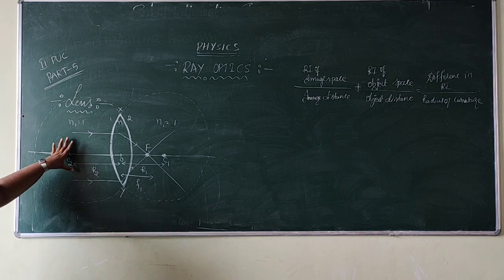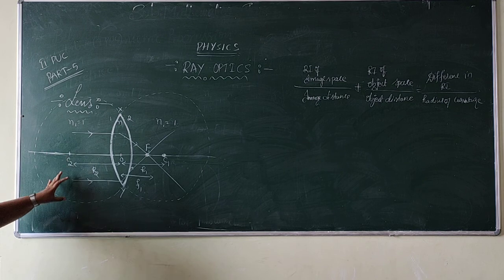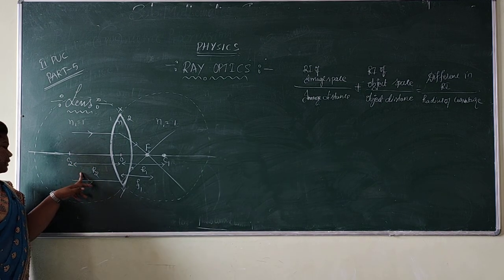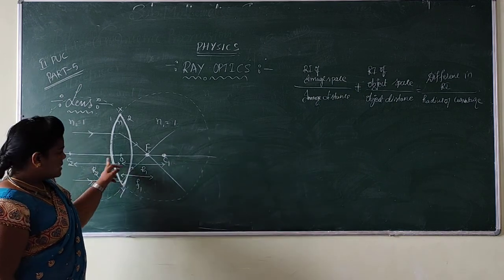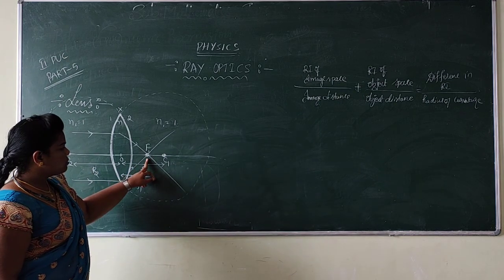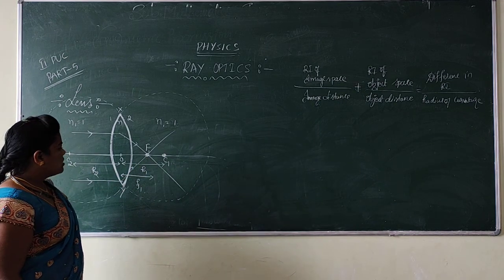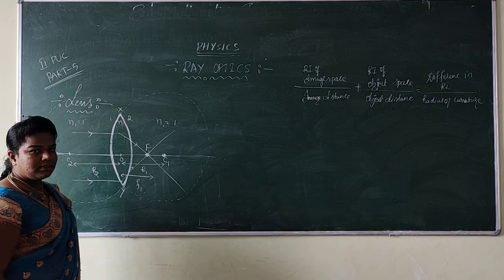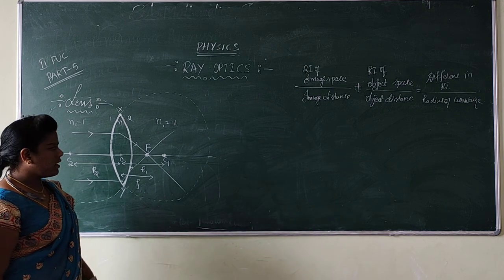I incident a parallel beam of light. Those rays are parallel to the principal axis. When a parallel beam of light is incident, it refracts and passes through the principal focus. We have n number of terms here, so now let us define them one by one.